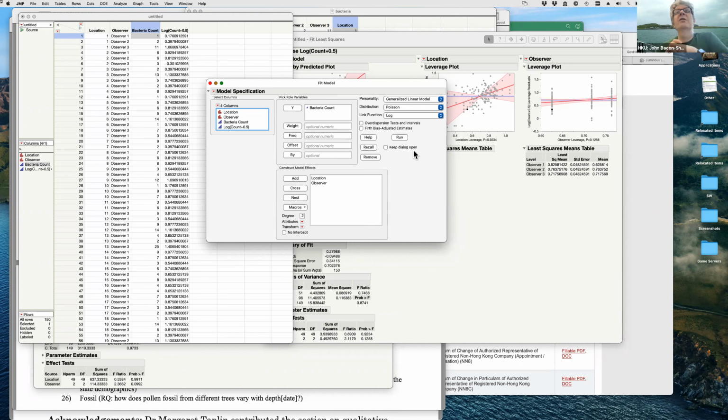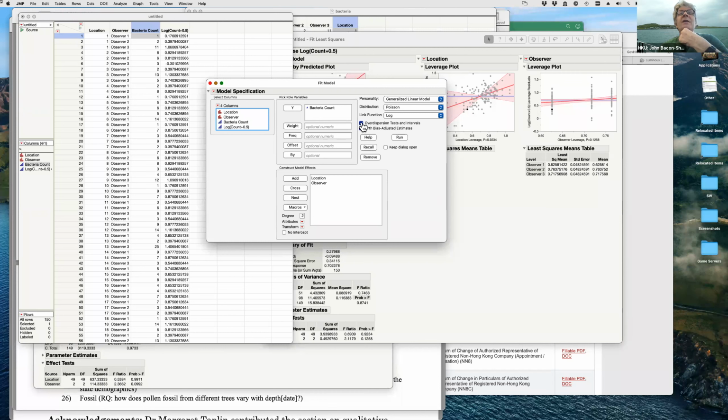So this is a more sophisticated model now, because we have both a distribution that's not a normal distribution, and secondly, that it's some function of the mean, in our case the log, which is linear in our parameters. Now, there are two different extra elements in here. It says over-dispersion tests and intervals and bias-adjusted estimates. So we generally want to reduce bias.